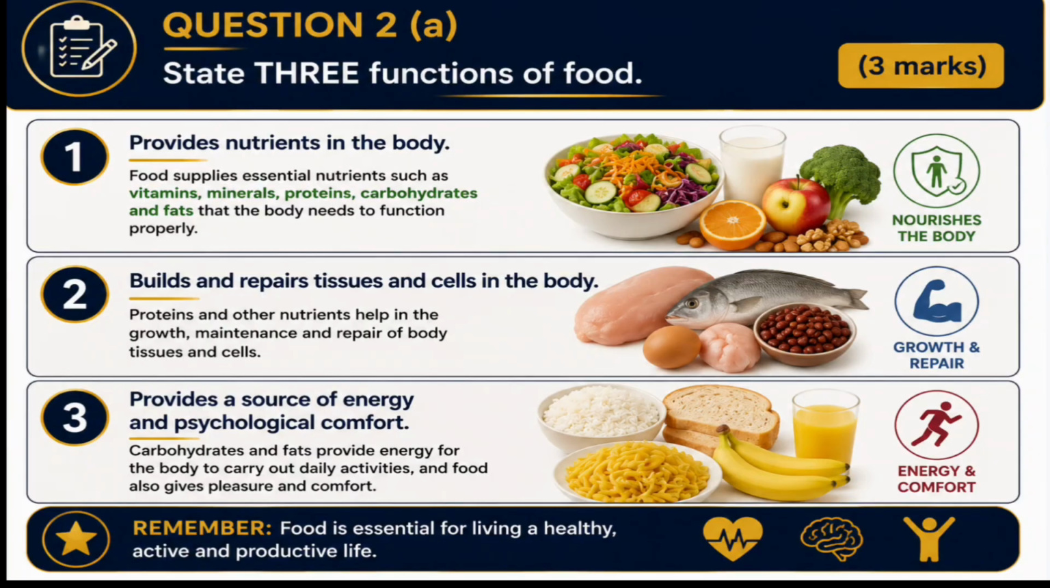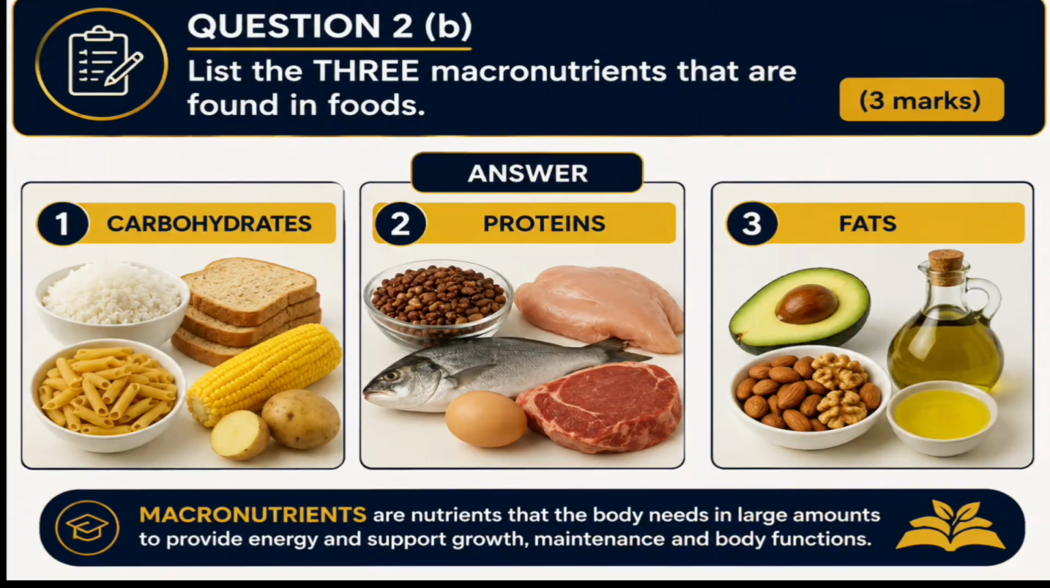And 3, provides a source of energy and psychological comfort, right? So carbohydrates and fats provide energy for the body to carry out daily activities, and food also gives pleasure and comfort, right? Part B, list 3 macronutrients that are found in food, right?